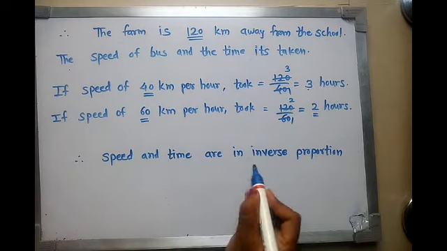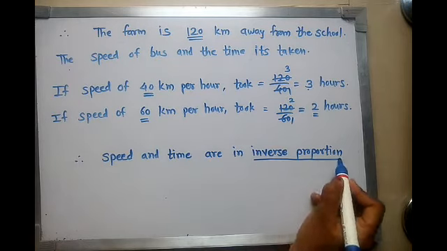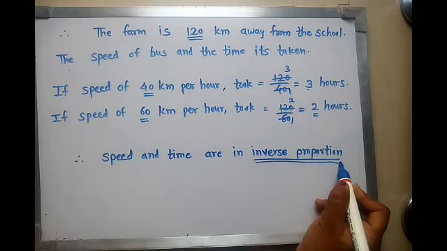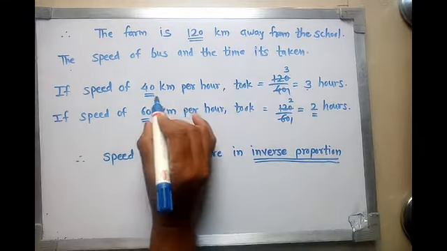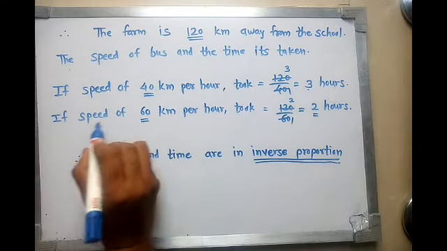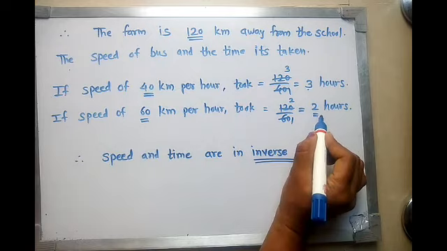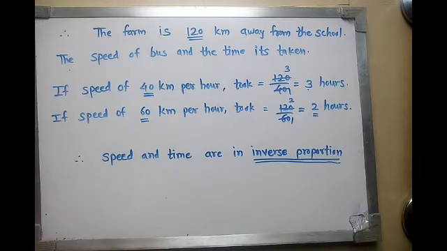In this example, speed and time are in inverse proportion. When the speed is 40 kilometers, the time is 3 hours; when the speed is 60 kilometers, the time is 2 hours.